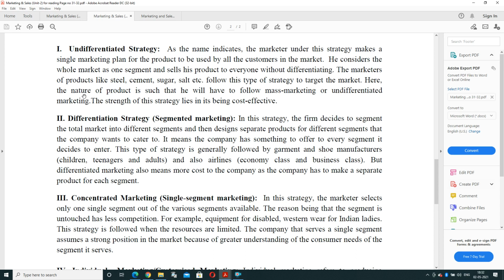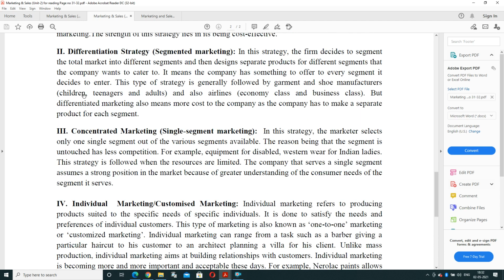This strategy is followed when the resources are very limited, and the company that serves a single segment assumes a strong position in the market because of great understanding of the consumer needs of the segment it serves. It means the company thinks they are producing a separate product. It is a less competitive product and we can sell it very easily, and a number of people will buy the same product. That is known as concentrated marketing strategy.